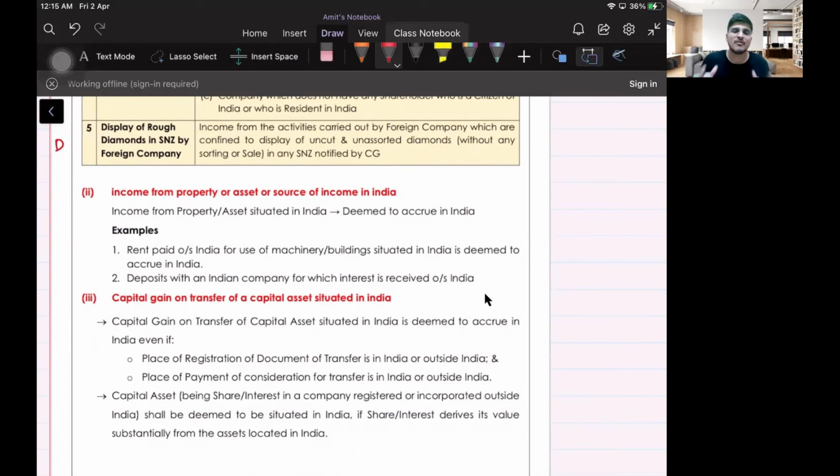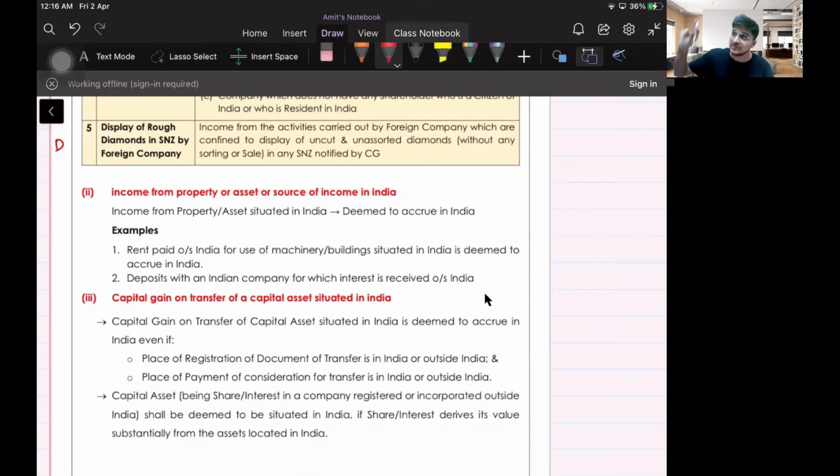Second point, if you have a property or asset और सोर्स ऑफ इनकम इन इंडिया, इसका एग्जांपल मैंने एक क्लास में दिया था. देयर आर टू केसेस. इफ यू हैव हाउस प्रॉपर्टी इन इंडिया एंड इफ यू आर गिविंग दैट हाउस प्रॉपर्टी ऑन रेंट, तो यू विल रिसीव द रेंट.